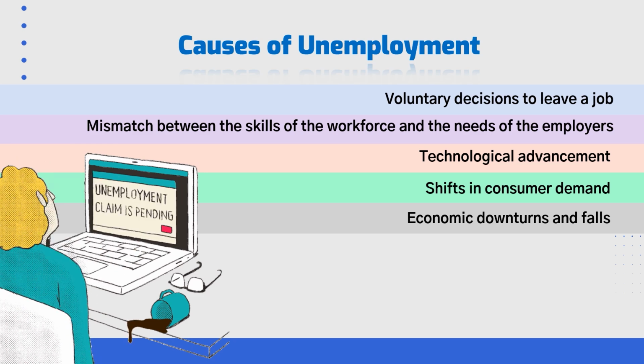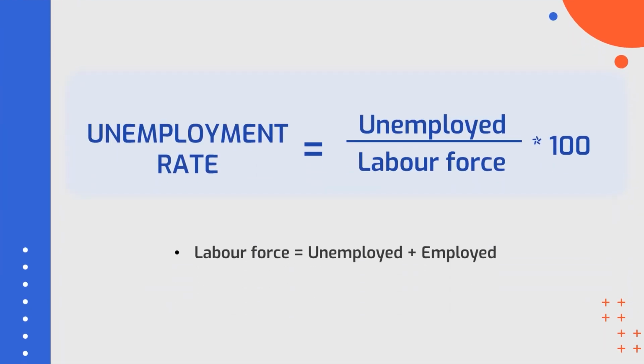Now that we understand the causes of unemployment, let's talk about how we measure it. The unemployment rate is a key economic indicator that shows the percentage of the labor force which is actively seeking but unable to find a job. It helps economists and policymakers evaluate the health of the economy. How is it calculated? The formula is pretty simple.